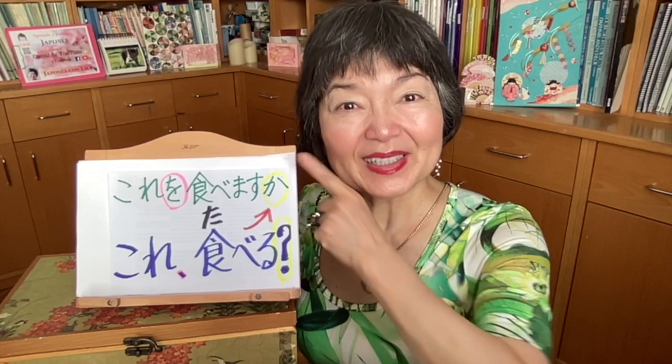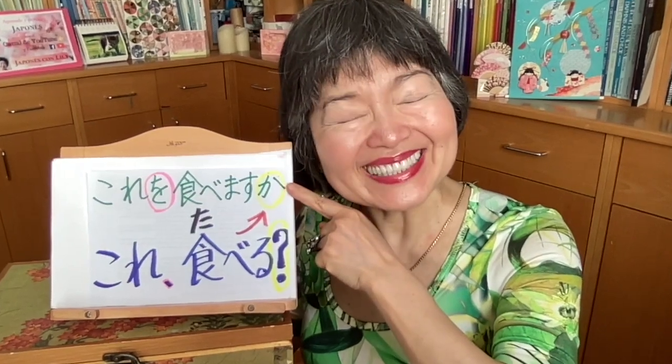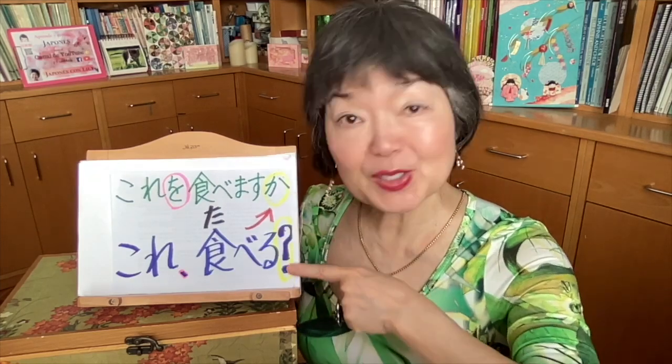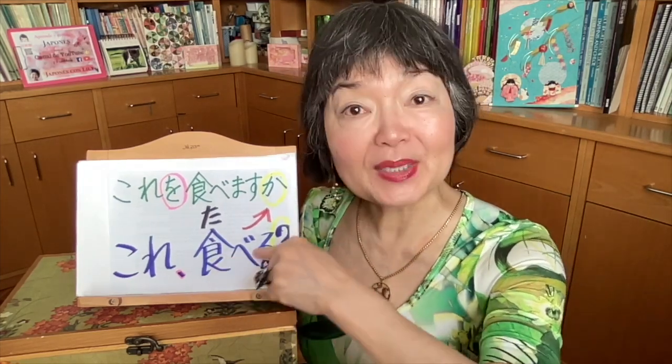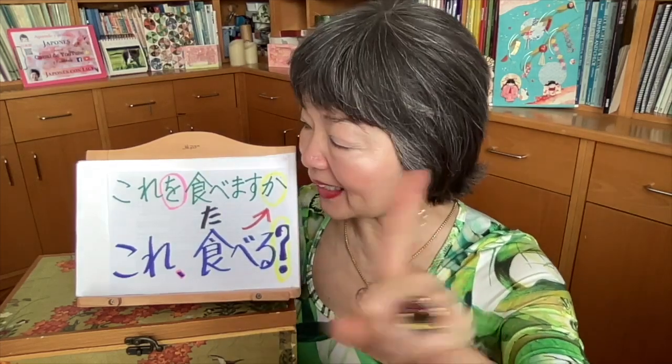丁寧形。これを食べますか？普通形。これ食べる？In this case, same as before, you must put a question mark instead of か, and the intonation of 食べる going up. But one other thing.